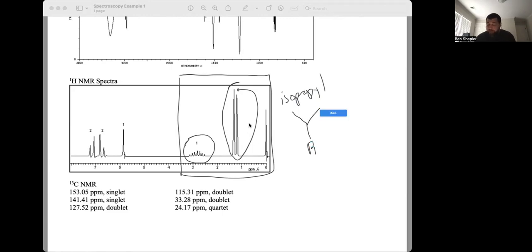Right, and I also know specifically, this one here with an integration of 1 and a septet, that is being caused by that hydrogen in the isopropyl. And the doublet with integration of 6, that's being caused by the 2 methyls of the isopropyl. So not only can I, when I see that pair, say it's an isopropyl, but I can also say which signal is caused by which specific hydrogens in that isopropyl.